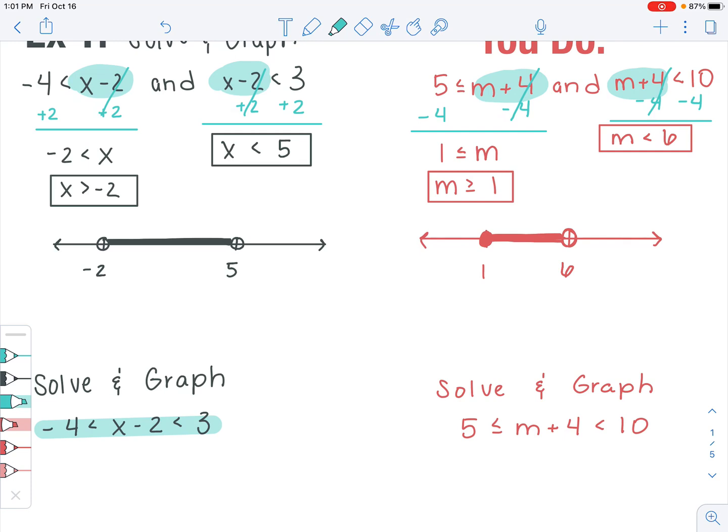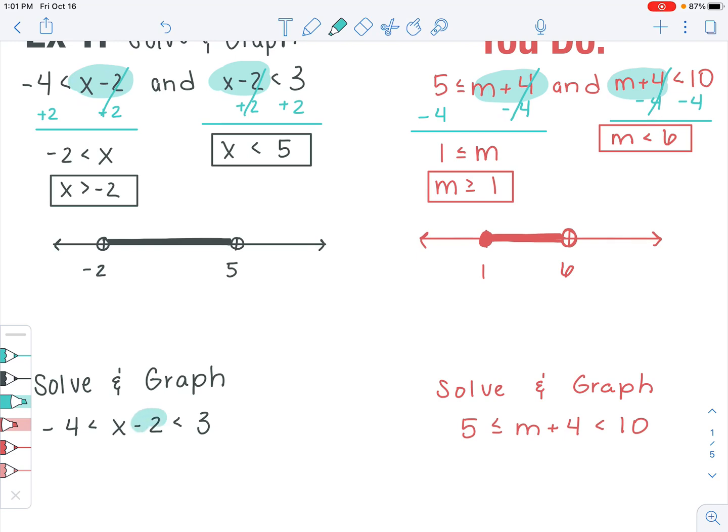They just smushed it together so that they didn't have to write the x minus 2 twice. They didn't have to write the and. It's just simpler. It's less writing. So anytime you see a problem that looks like this, you can always rewrite it as two separate pieces to make it look like the first one. Or you can solve it all at one time.